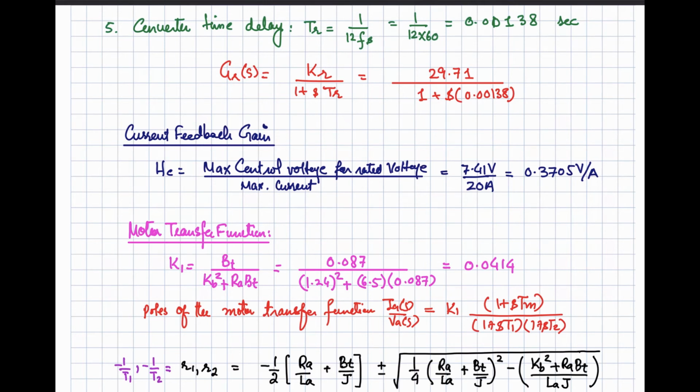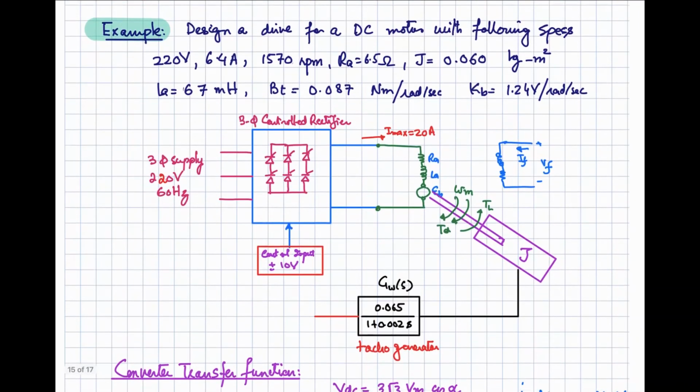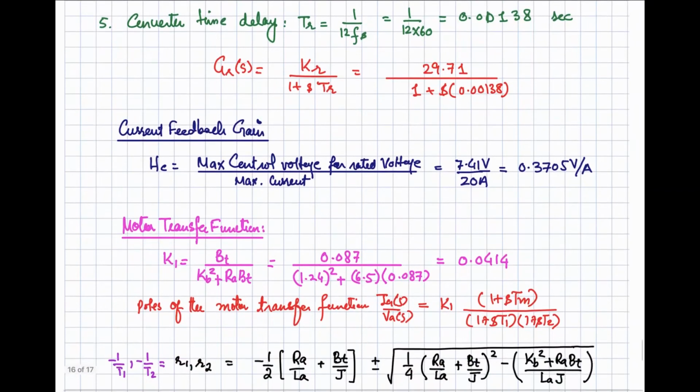So the maximum control voltage that you can apply is 7.41, and the maximum current of your machine, if we go back and look at the values which are given to us, is 20 ampere. So that 20 ampere will be generated by this control voltage 7.41, and that is the maximum one. So for maximum control voltage there should be the maximum current, so 0.3705 volt per ampere. That's the relationship between the control voltage and the ampere output at the current sensor.